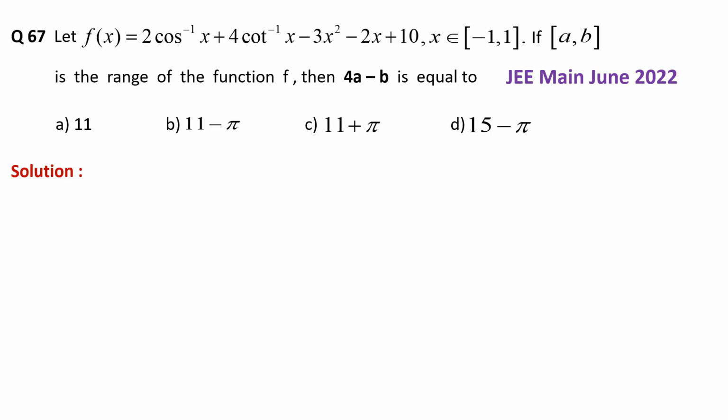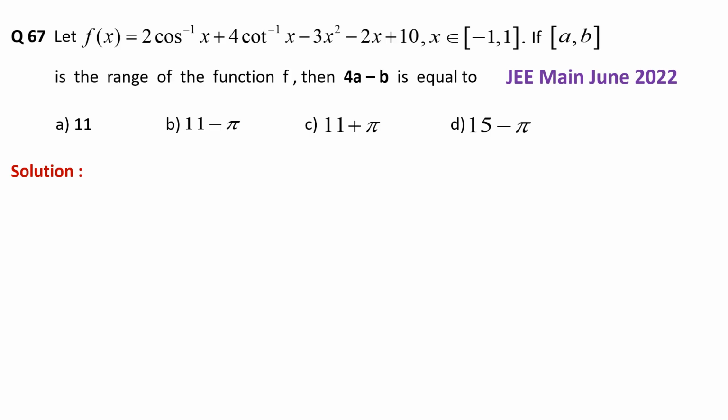In this question, it says let f(x) equal to 2 cos inverse x plus 4 cot inverse x minus 3x square minus 2x plus 10, where x belongs to the closed interval minus 1 to 1. If the closed interval [a, b] is the range of the function f, then 4a minus b is equal to. That means basically we have to find the range of the function f of x.